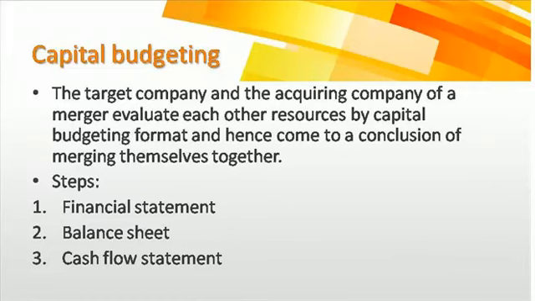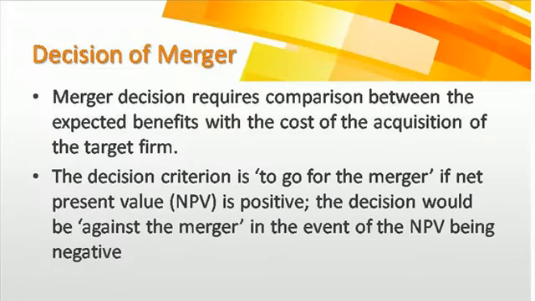There is a process of capital budgeting. Before that, I'll go with the decision of a merger. It says the merger decision requires comparison between expected benefits and the cost of acquisition of the target firm. The decision criteria is to go for a merger if NPV is positive. The decision would be against the merger in the event that NPV is negative.